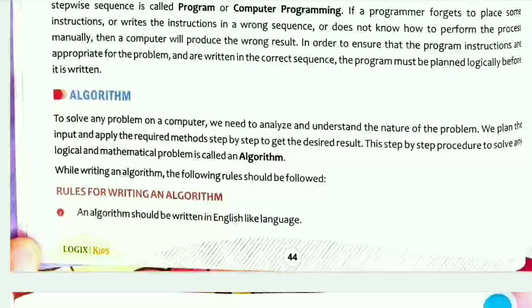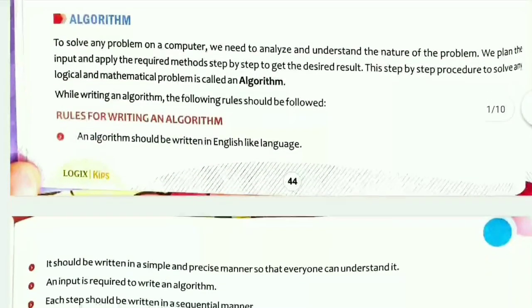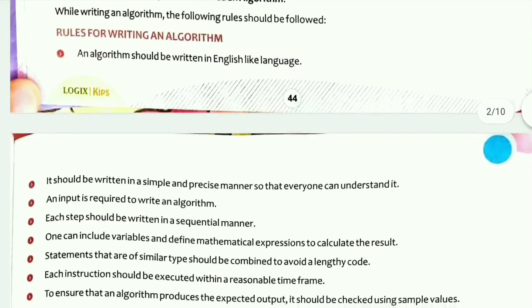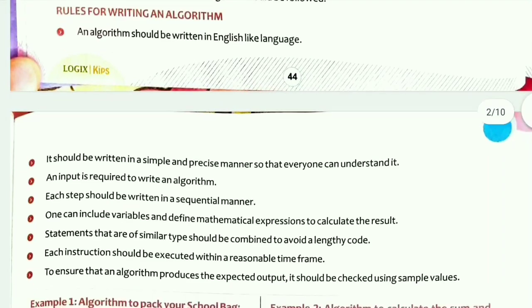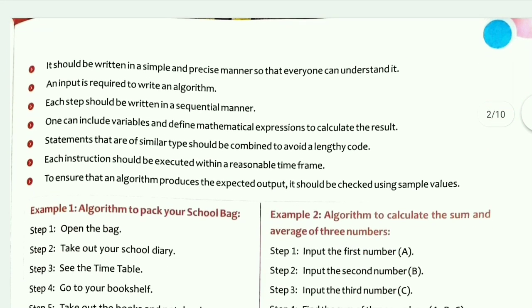Now, there are certain rules to write the algo. The first one is an algo should be written in English-like language. Means we use simple English language to write the algo. The second one is it should be written in a simple and precise manner so that everyone can understand it.